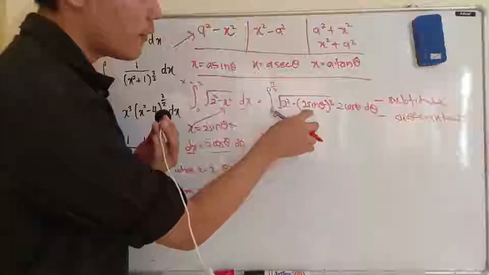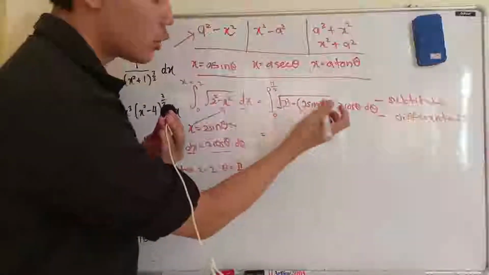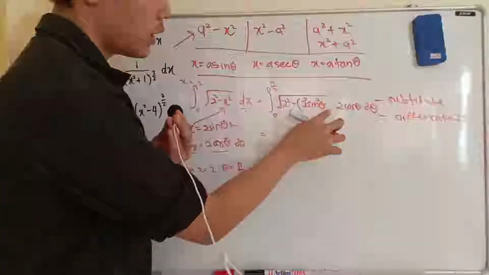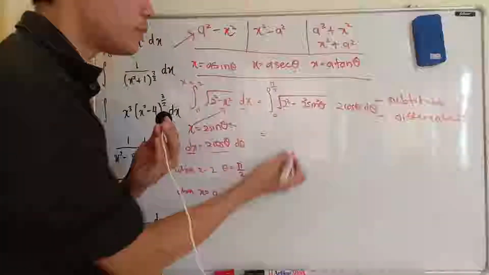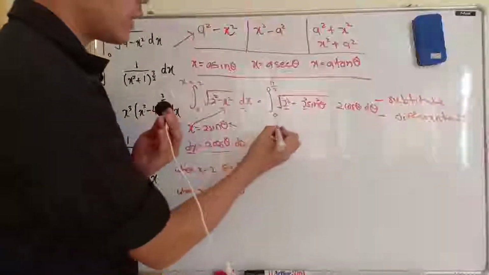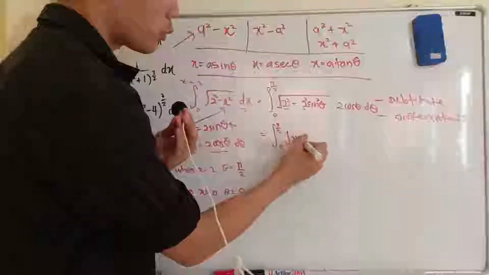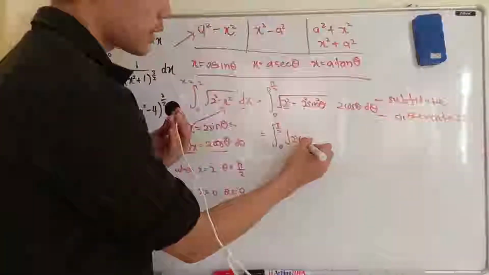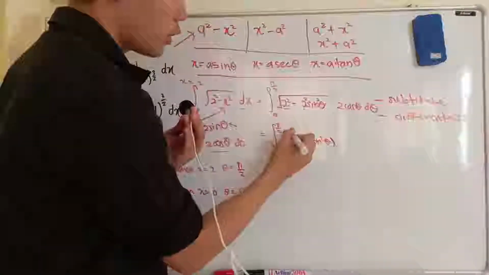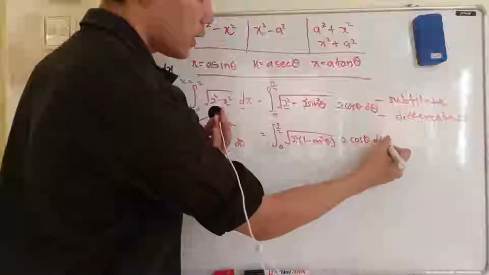So you have your 2 sine theta square. What you're going to do is just expand the square, so here you have 2 square and also sine square theta. As you can see, we have 2 square here, also 2 square over here, so we just factorize it out. So we have pi over 2 to 0, 2 square, and here we have 1 minus sine square theta, and here also you have cos theta d theta.